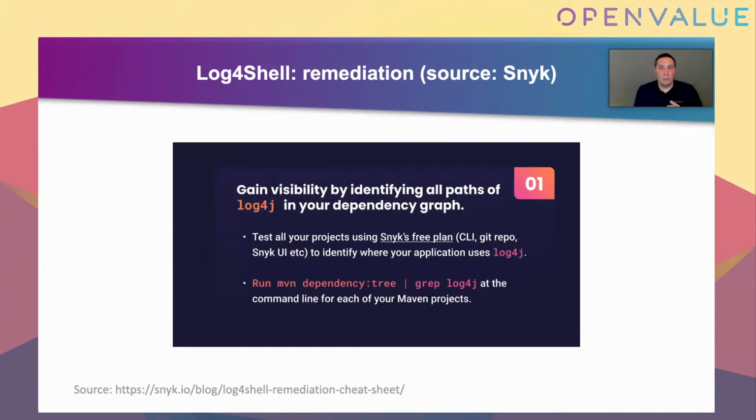So I think first, with every vulnerability, is trying to gain visibility of the impact. So find out where you are using Log4j. There are tools from Snyk you can use, but obviously you can also run Maven dependency:tree and look for Log4j to see where in your Maven project you're using Log4j. It might not be in your primary code base, but it might be a transitive dependency that's being pulled in. So it's good to do this for every project that you have running.